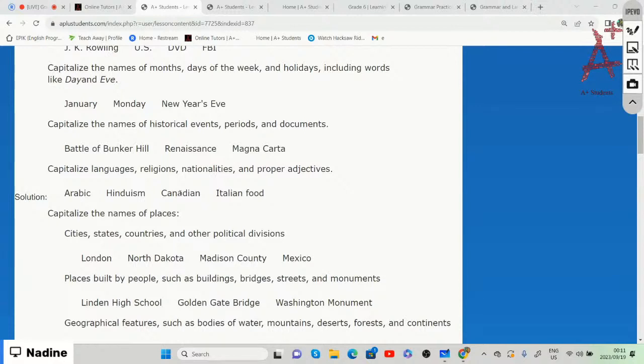Names of places. If you give a specific name of a street, like Washington Street, then we capitalize it. But if you're just going to say go down that street, then we don't capitalize it because now it is used as a common noun.